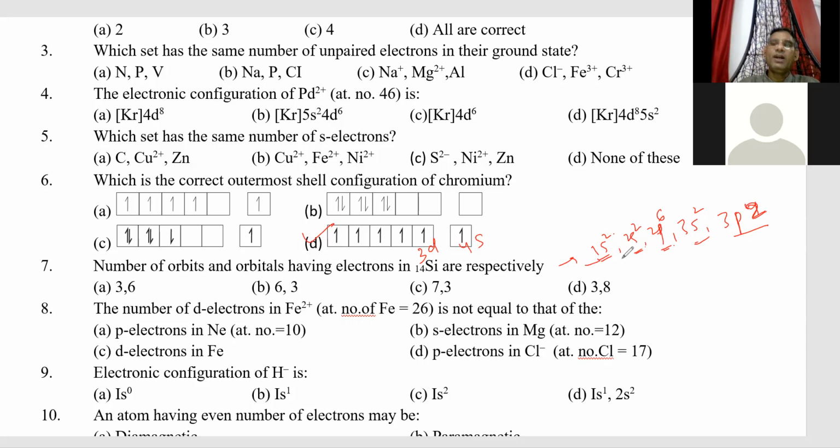Number of orbits are 1, 2 and 3. Number of orbits are 3. So in this only 3, and in D only 3 is there. Now see how many orbitals are there. 1 orbital, 2 orbital and 3, 5, 6 plus 2, 8. 8 orbitals. 3p will be like this now.